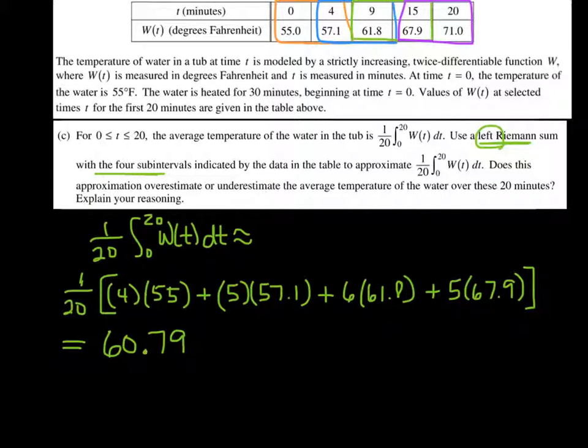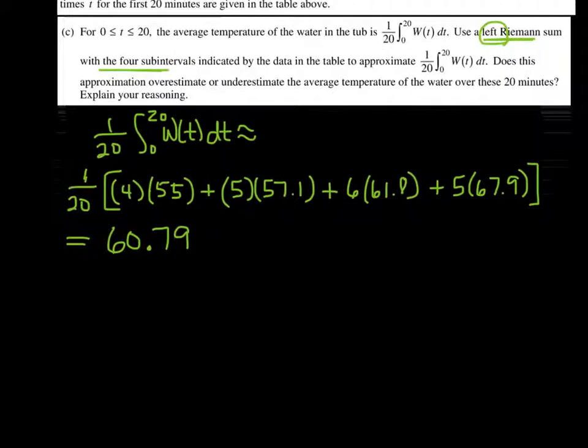Okay, the second part of this question asks us if this is an over approximation or under approximation to the actual average temperature of the water. In order to look at this, remember that this Riemann sum is drawn in on a graph. So we want to take a look at what kind of function we have and make a sketch of it. And up here there was some really important information where they told us it was strictly increasing. So I'm going to go ahead and sketch for myself a strictly increasing function.